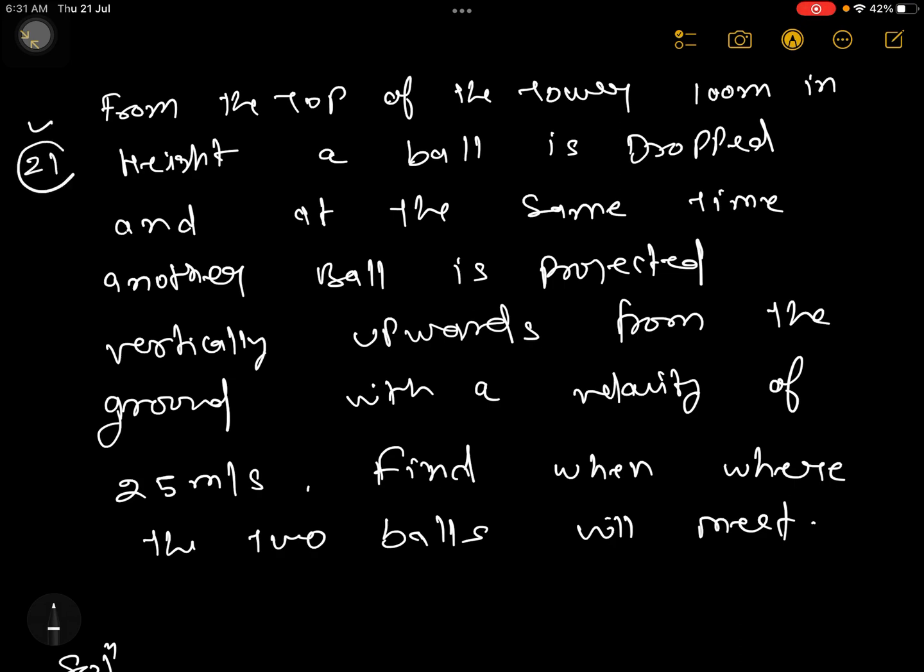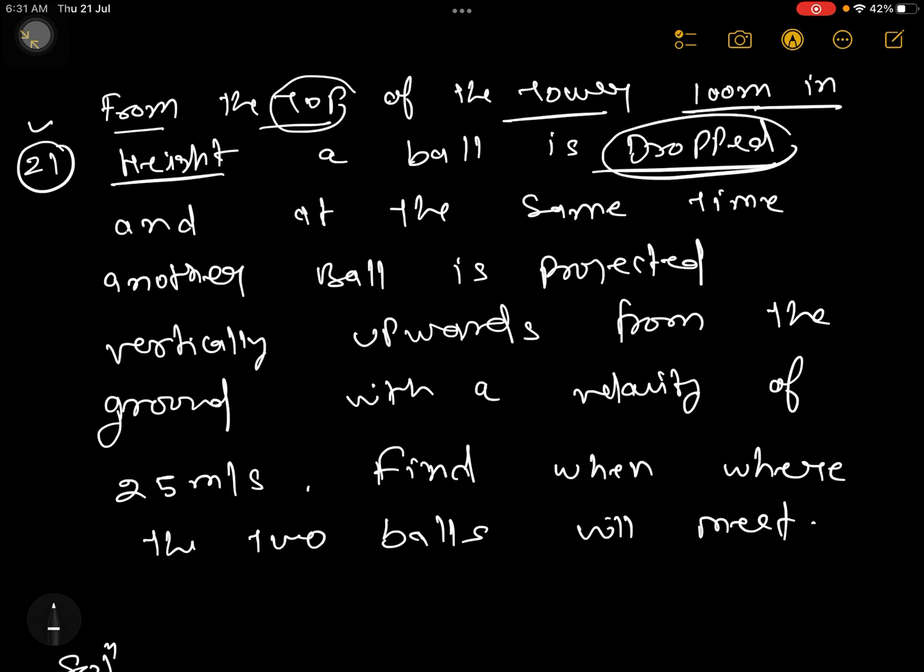This is lecture 21. So see here, from the top of the tower 100 meter. It means the height of the tower is 100 meter and you have to focus on the top. A ball is dropped, meaning the ball is dropped. Focus here, it is dropped. When you are dropping the ball, that time you will consider initial velocity 0, but another case can be throw. When you are throwing the ball, that time your initial velocity will not be 0.